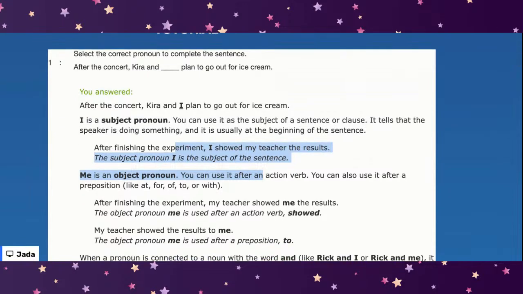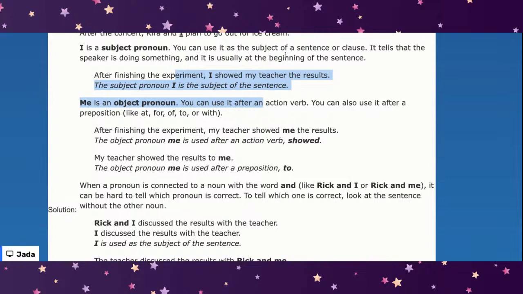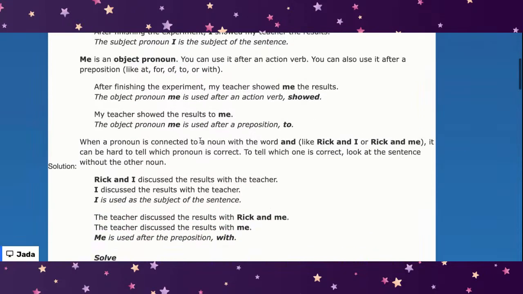So we have me now. Me is an object pronoun. You can use it after an action verb. You can also use it after a preposition like at, for, or of. After finishing the experiment, my teacher showed me the results. So, action verb showed, and then me. The teacher showed the result to me.